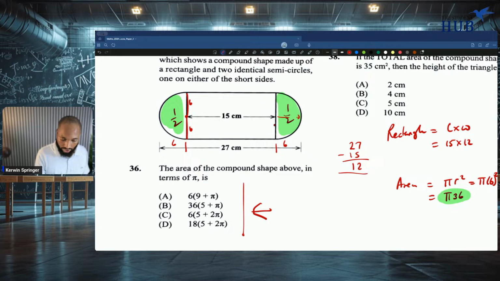So if we want to get the area of the rectangle, this is 6 plus 6, 12. 12 by 15 is whatever that is. So that's the area of the rectangle. So far, so good. Type Y for yes in the chat if you're following.